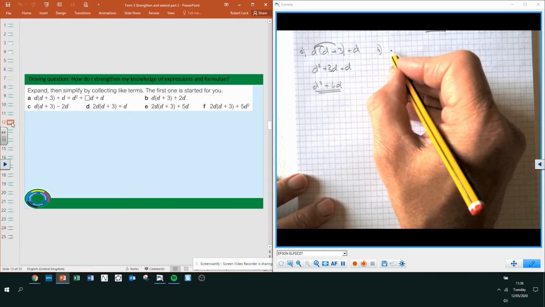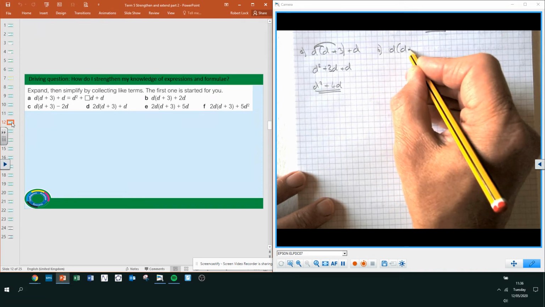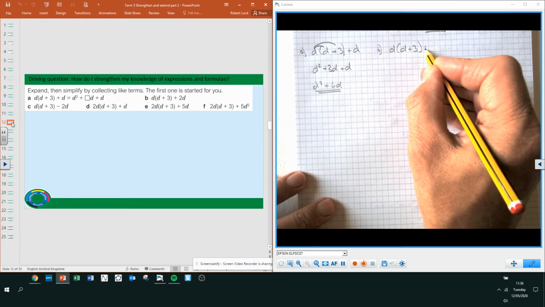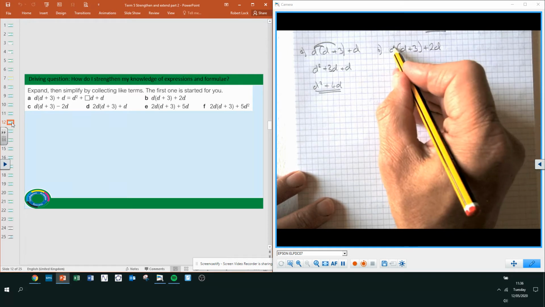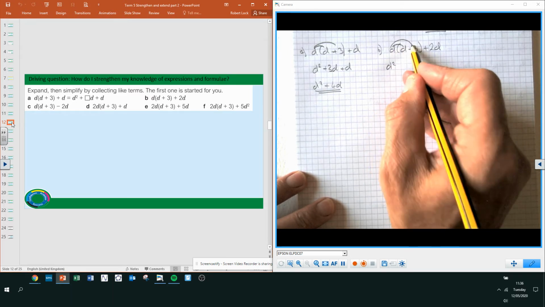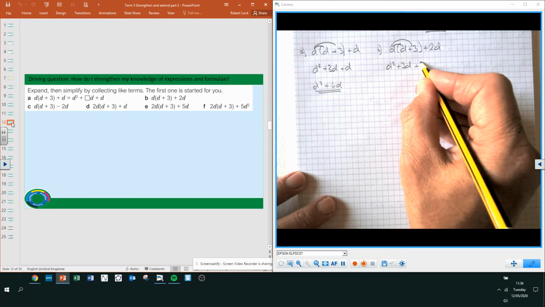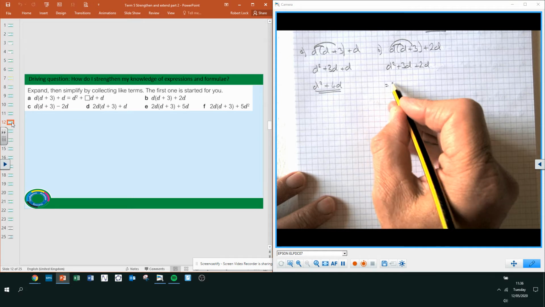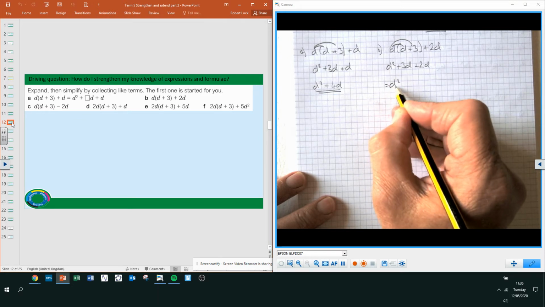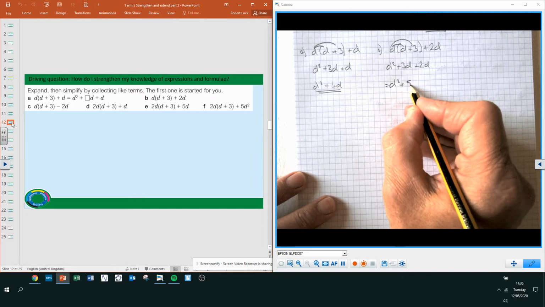B. d bracket d plus 3 bracket plus 2d. As before, d times d is d squared. d times 3 is plus 3d, plus 2d. Only d squared there, d squared, no others. Plus 3d plus 2d is 5d.